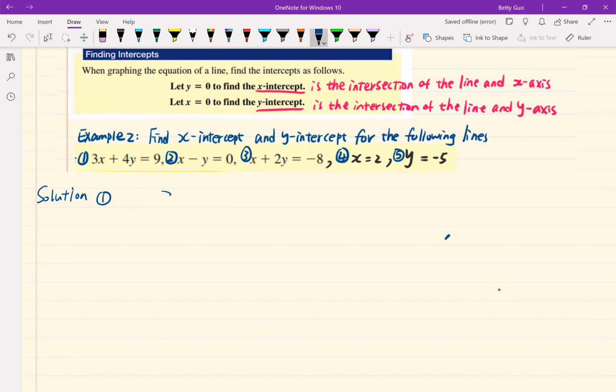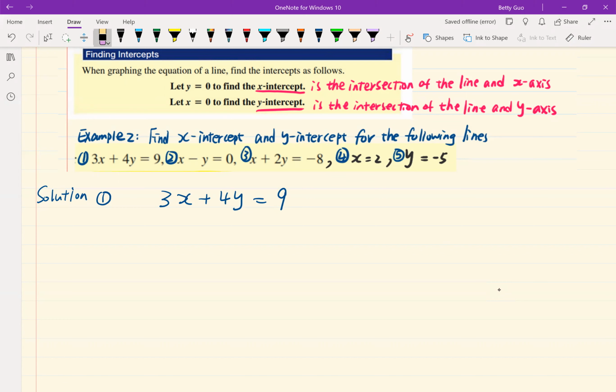Number 1, the equation is 3x plus 4y equals 9. How do we find the x-intercept and the y-intercept? What do you want to find, the x-intercept or y-intercept first? It doesn't matter. Let's find the x-intercept.